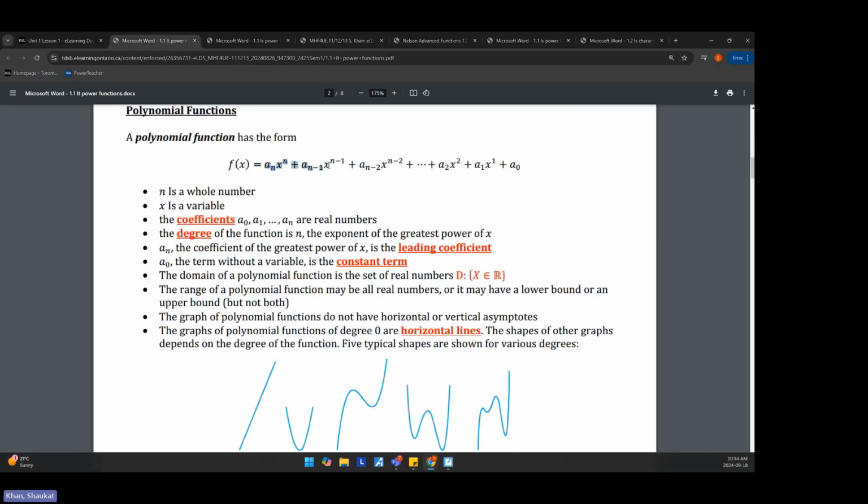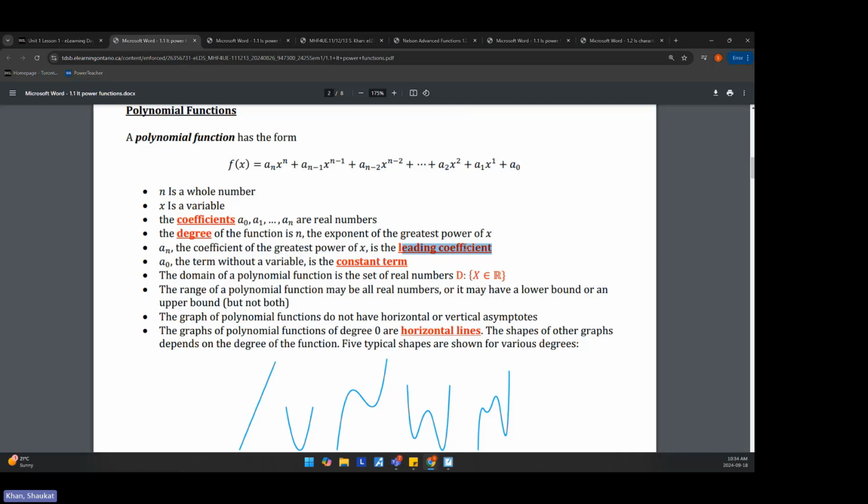Anyways, so that's all that this is saying. They're just saying that there's a coefficient. A is just a coefficient, x is a variable, n is your exponent, and then a n minus 1, x to the power n minus 1, and so on. So n is a whole number, meaning 1, 2, 3, 4, 5, 6. Whole number, counting numbers. x is a variable. The coefficients are real numbers. So a naught, a sub 1, a sub 2, a sub n, whatnot, are just coefficients, numbers in front of the variables. And the degree of the function is n, with the exponent with the greatest power of x. A sub n is the coefficient of the greatest power of x, the leading coefficient.